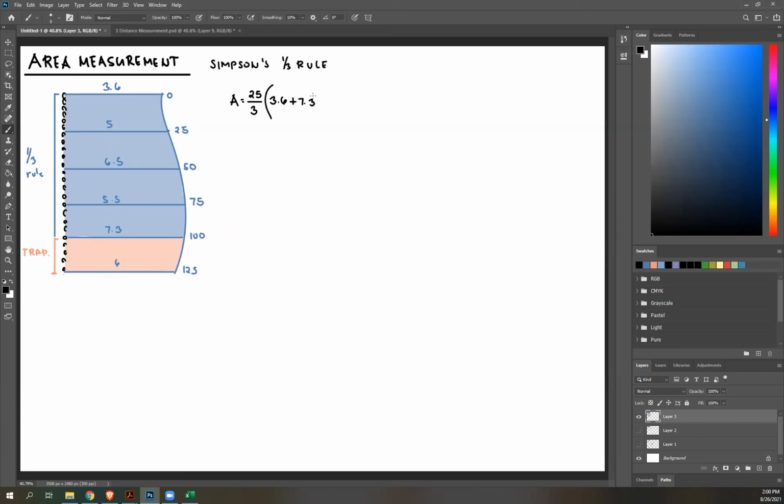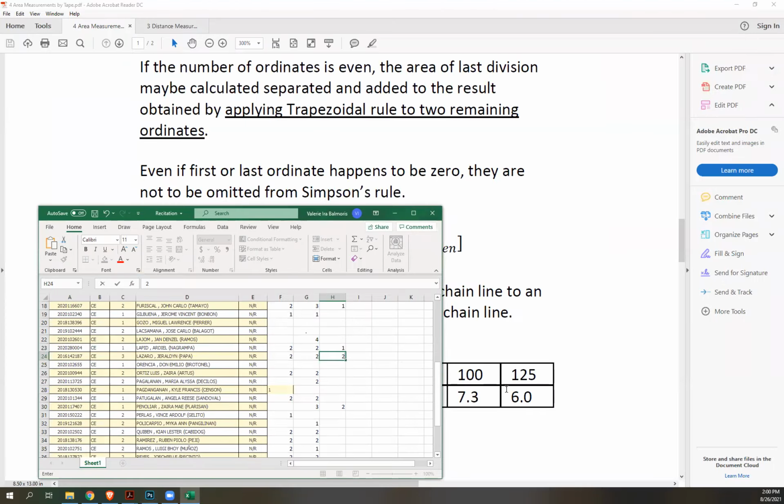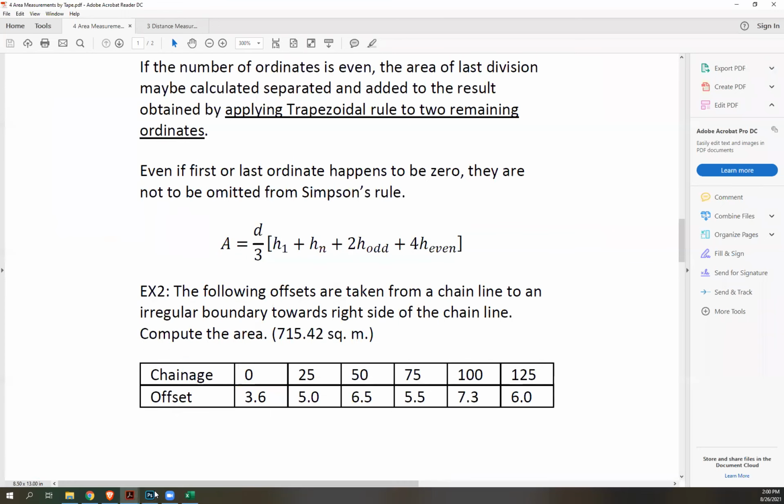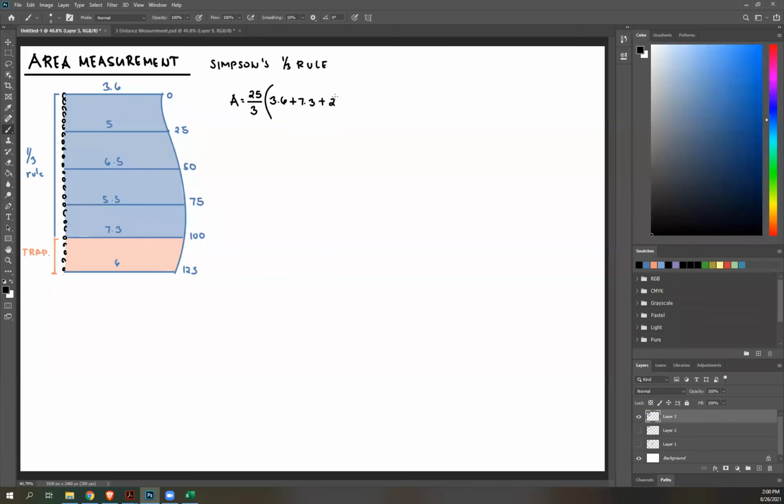Okay. And then plus twice even, twice odd, 4 even. So twice. Next, we have to look for your odd ordinates. So to get odd ordinates, this is your 1, 2, 3, 4, 5. Odd falls into the odd numbering, so meaning your 3. 1 is already taken, that's your HI, so you're gonna use 3.